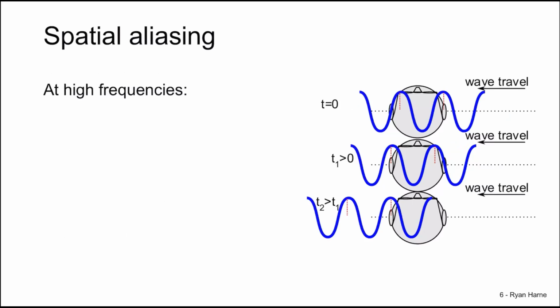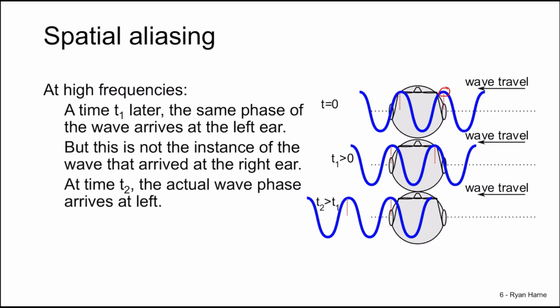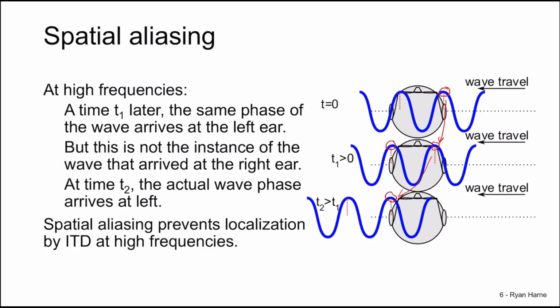Now, let's consider a high-frequency case. A point of phase arrives at the right ear. At time t1, that same point of phase arrives at the left, but it's not actually the original point of phase. Only at time t2 does the original point of phase arrive to the left ear. As a result, spatial aliasing like this prevents us from using ITD-based localization at high frequencies because we are unable to resolve the exact distinct point of phase from one ear to the next.